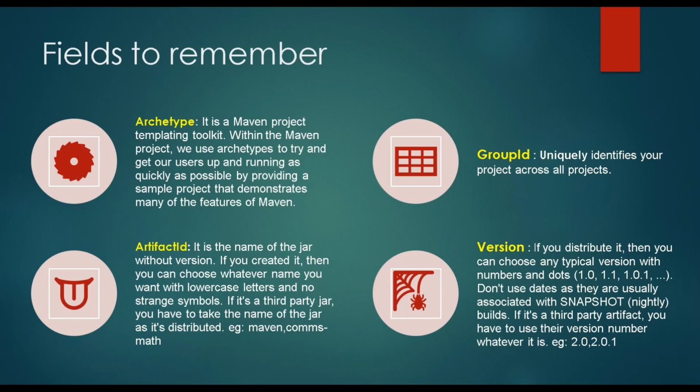What is version? If you distribute it, then you can choose any typical version with numbers and dots. You can give any name to the version, so that is totally up to you. Like you can give numeric versions like 1.0, 1.1, 1.0.0. So this will help you to do the version controlling. Don't use a date, as they are usually associated with a snapshot. If it's a third-party artifact, you have to use their version number, whatever it is.